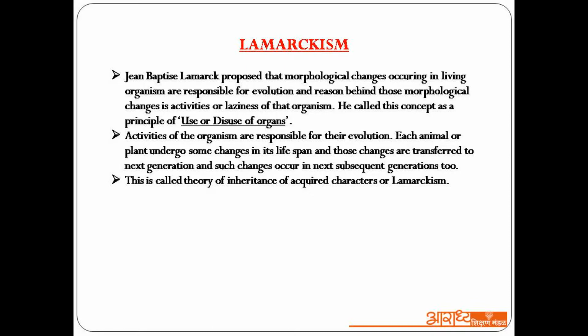Each animal or plant undergoes some changes in its lifespan, and those changes are transferred to the next generation, and such changes occur in subsequent generations too. This is called the theory of inheritance of acquired characters, or Lamarckism.